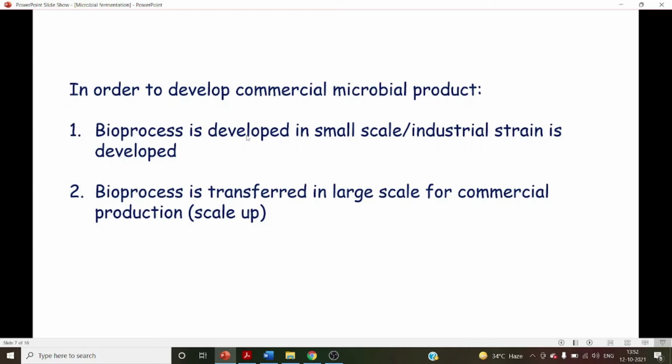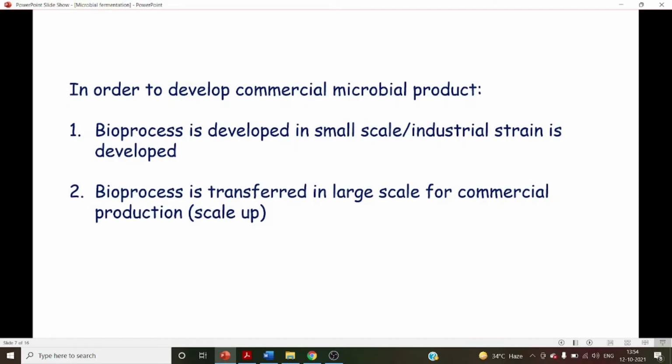Now, in order to develop a commercial microbial product, there are two things that are important. One is that the bioprocess is developed in small scale, and in that, an industrial strain is also developed. Then, once the bioprocess is developed in small scale, it is transferred to large scale for commercial production, and this transfer of bioprocess to large scale is also called scale up.